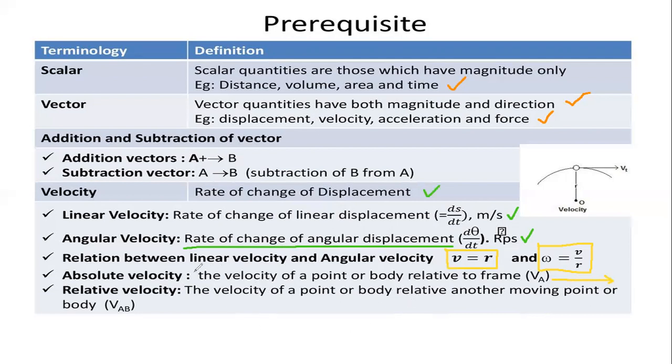Next one is the relative velocity. The velocity of a point or body relative to another moving point or body is taken as velocity of AB. So these are the different types of terms.